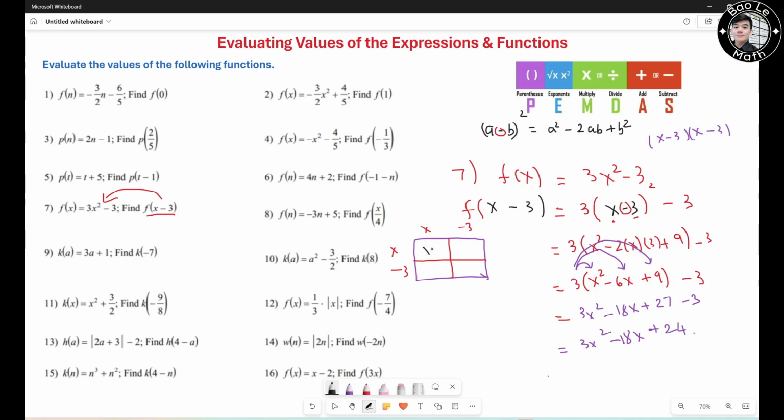s times s is s squared. s times negative 3 is negative 3s. Negative 3 times s is negative 3s. And negative 3 times negative 3 is 9. So if you add this up, it's going to be right here.